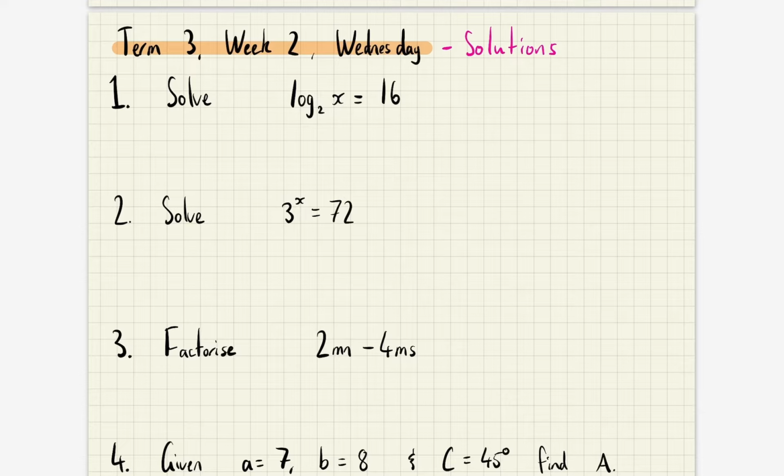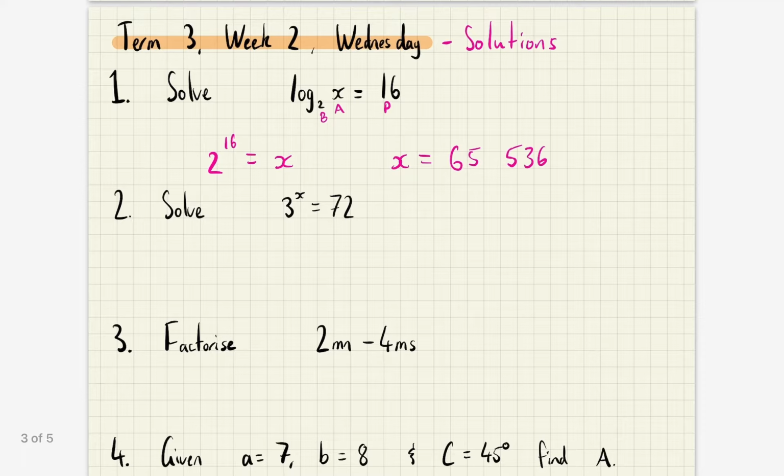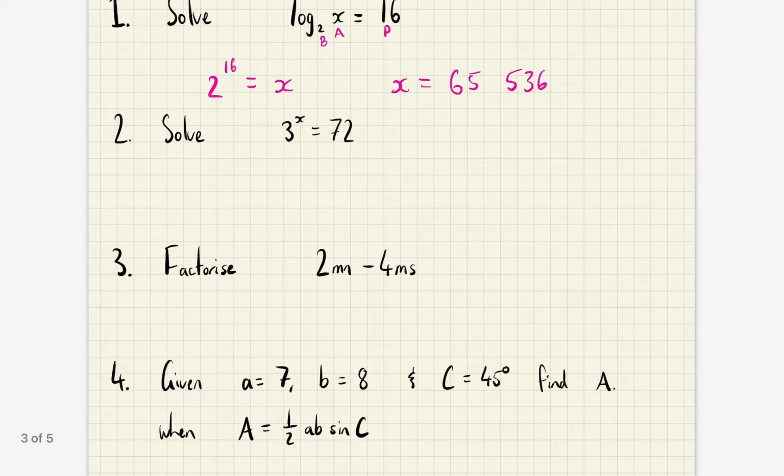Now, I can't really work with that too well, so I'm going to note that it's in BAP form, B-A-P, and then I'll rewrite it. So my base is 2, my power is 16, and my answer is x. Now all I need to do is type into the calculator 2 to the power of 16, and I get x is equal to 65,536. Easy and straightforward, but only if you can do the BAP thing first.